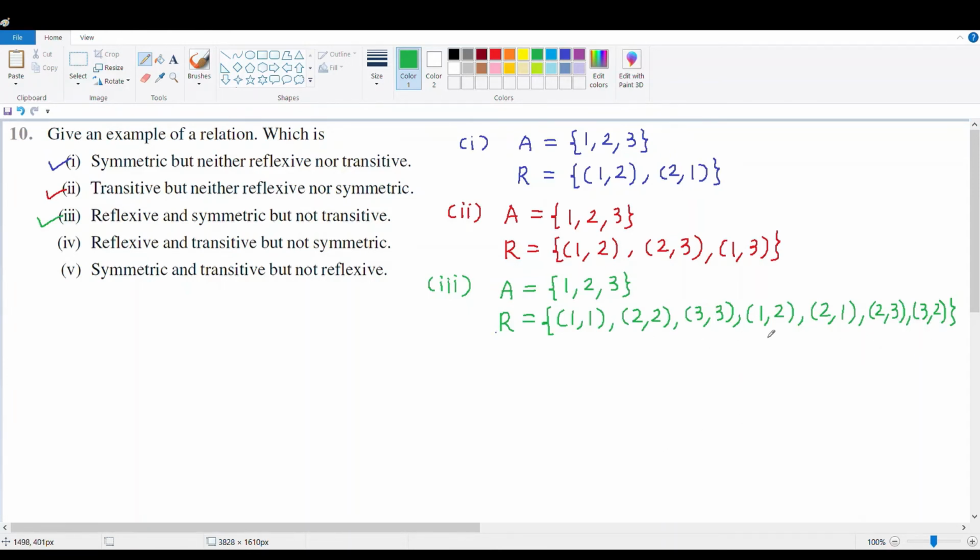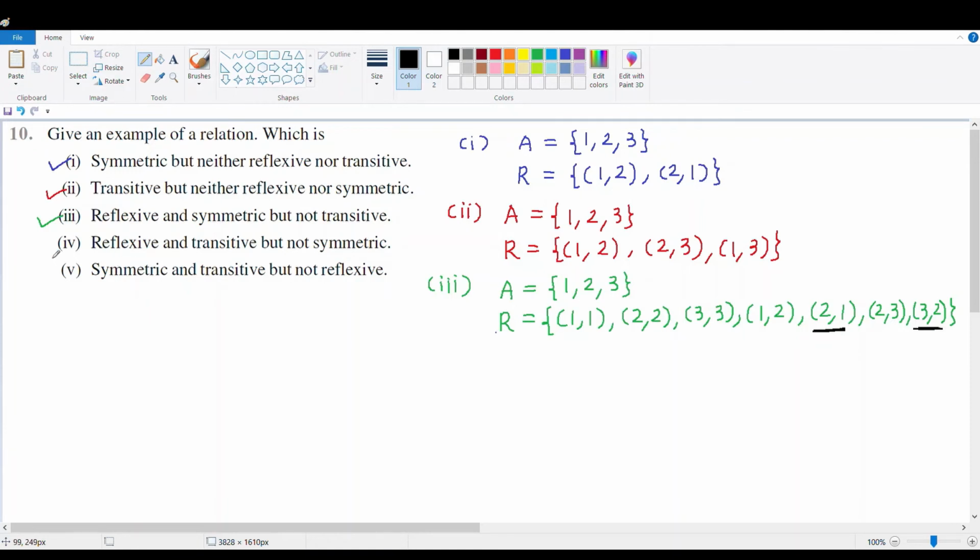So this is symmetric also, but what about transitive? Look here, you got (3, 2) here, and you got (2, 1) here. In (3, 2) and (2, 1), this 2 is in common. So you must have (3, 1) in your relation for it to be transitive. We don't have (3, 1). Can you see (3, 1) in here? Nope. So this is reflexive, this is symmetric, but this is not transitive. So this is the example for that question 3.